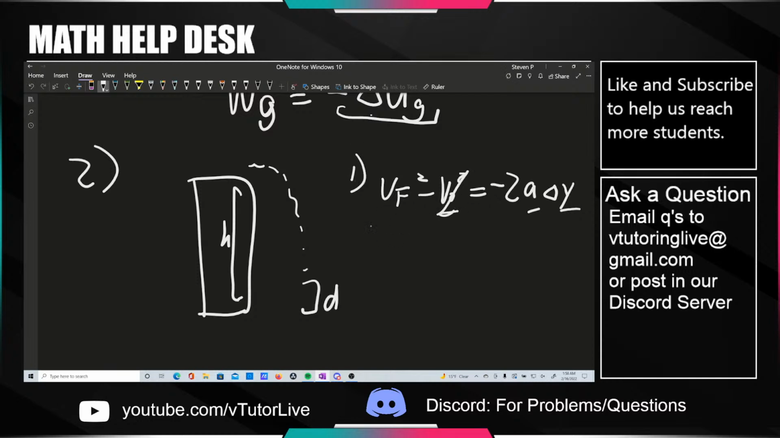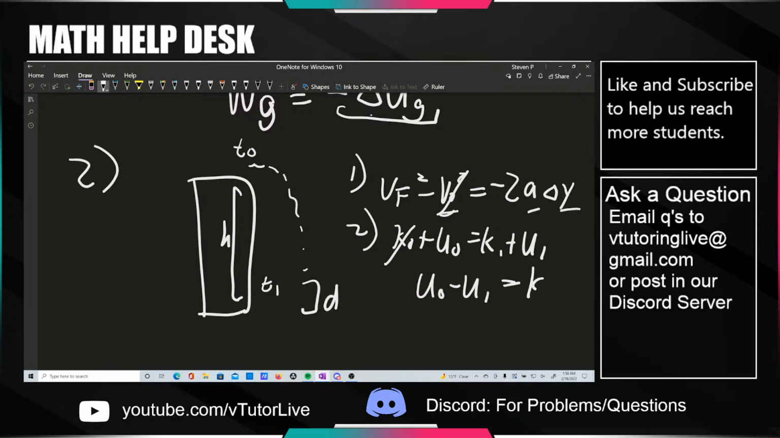So that's method 1, or you could figure it out using energy. At this point, K0 plus U0 is equal to K1 plus U1. And you know that the initial kinetic energy is 0 because it's initially at rest. So if this is time 0 and this is time 1, you can basically just figure out what the change in potential energy is. So U0 minus U1 is equal to K1.